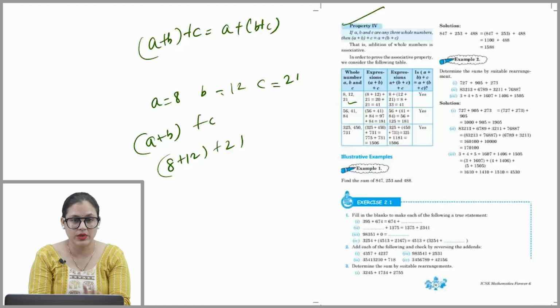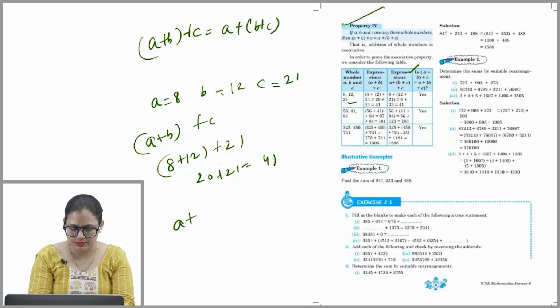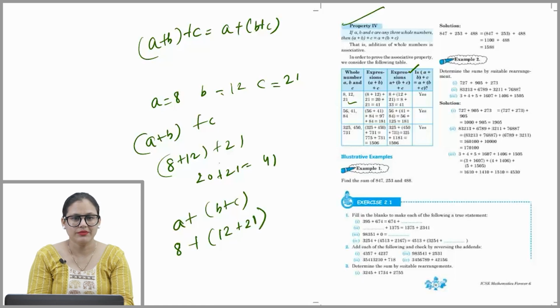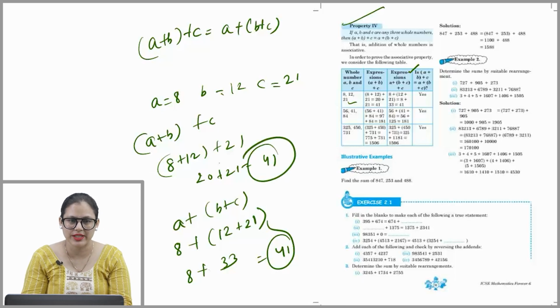8 plus 12 is 20. 20 plus 21 is 41. Now, A plus (B plus C). A is 8, plus 12 plus 21, right? So, what will we get? 12 plus 21 is what? 33, and 8 plus 33 is 41. See, in both the cases, the sum is the same, right?